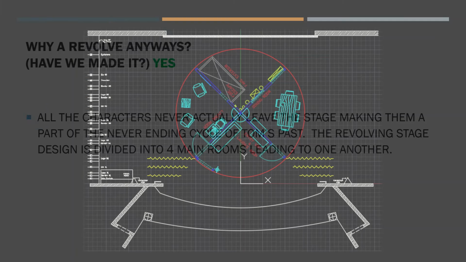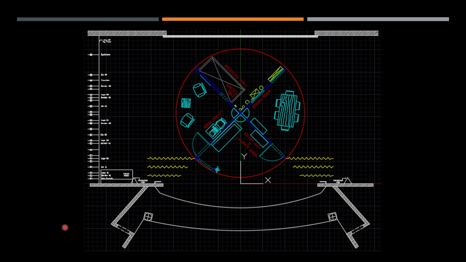So, this is what my set looked like. As you can see, my set is divided into 4. You have the entryway / Laura's room. To the right of it, you have the dining room. To the right of that, you have the fire escape / exterior. And then to the right of that again, you have the living room area.